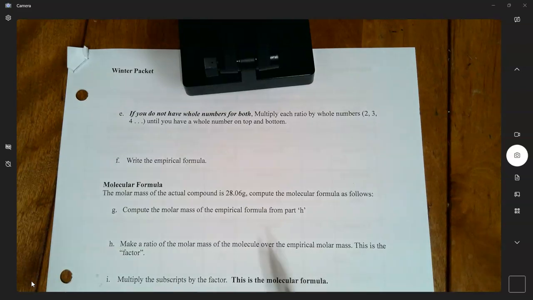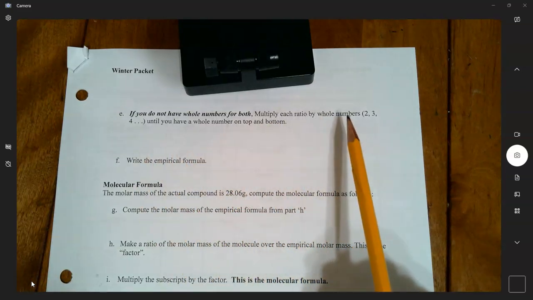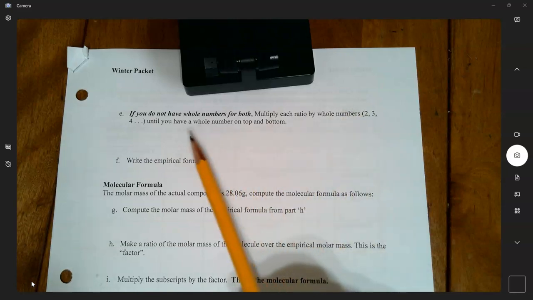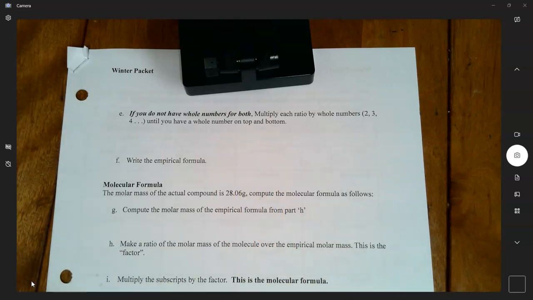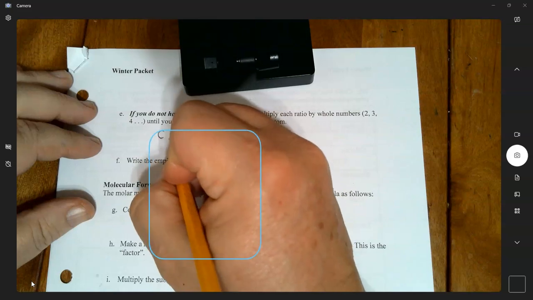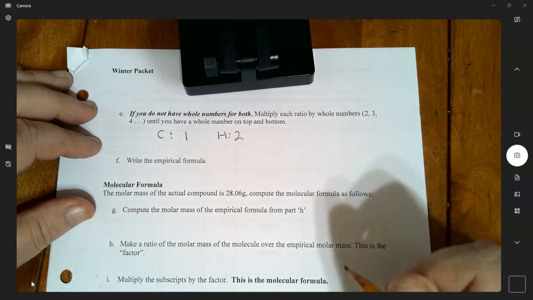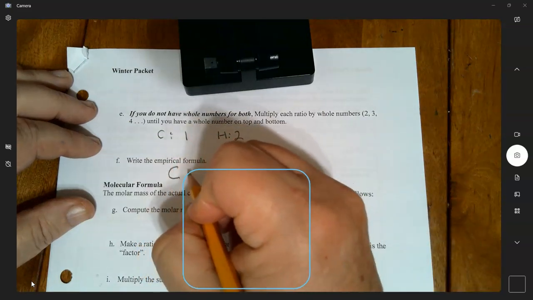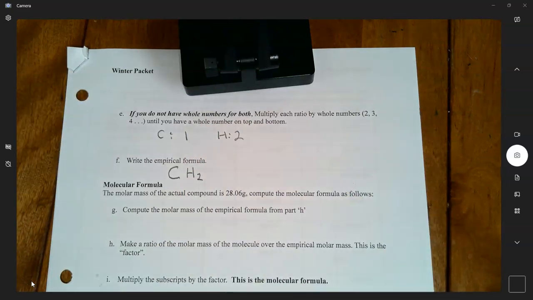The next step, E, says if you do not have whole numbers for both, multiply each ratio by whole numbers 2, 3, 4 until you have whole numbers for both. Well, we have whole numbers for both. For C we have 1, and for H we have 2. We just calculated that. So the empirical formula is going to be C1H2, or we'll just call it CH2. That's the empirical formula.